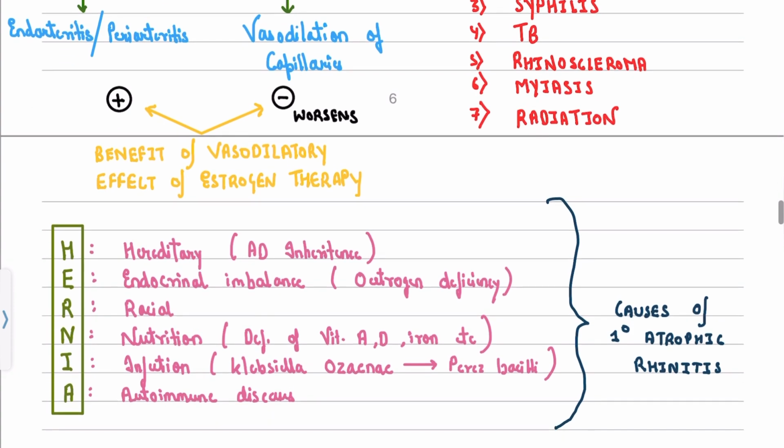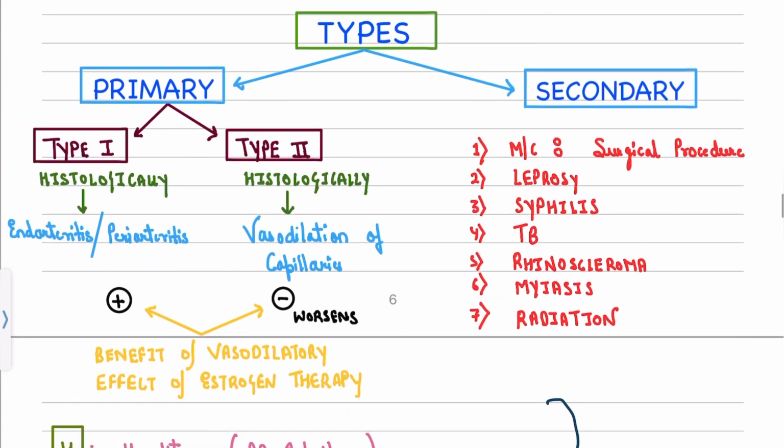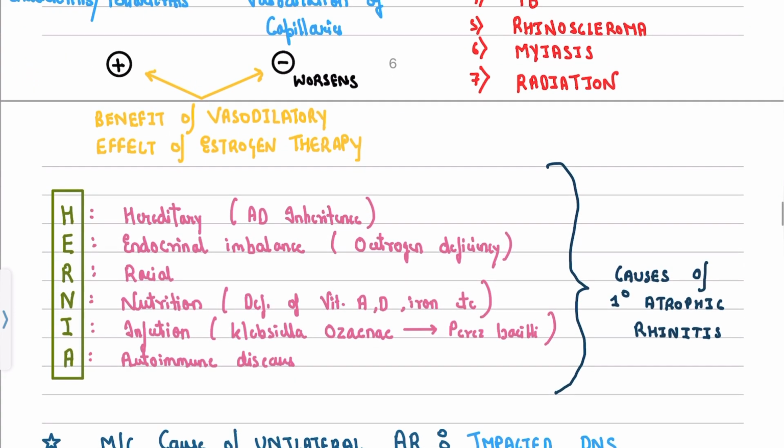Primary atrophic rhinitis is more important. So the causes of primary atrophic rhinitis can be remembered by a simple mnemonic, that is HERNIA. With H we see that atrophic rhinitis is hereditary in nature and it is of autosomal dominant inheritance. From E we see endocrinal imbalance and estrogen deficiency. That's why it is more common in females. R is racial, it has some racial preponderance.